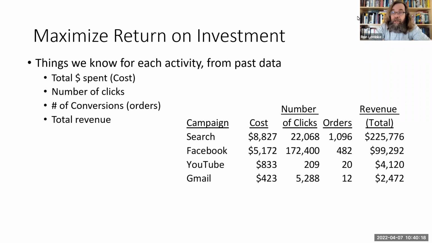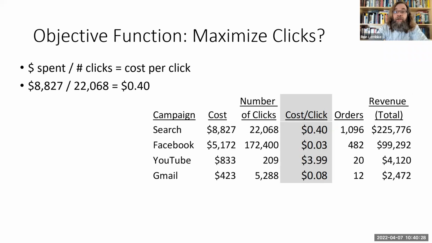So now the question is, how are we going to use this information to come up with the goal of our optimization project? One thing we could do is try to maximize the number of clicks that we're going to get. So we know how much we spent, and we know how many clicks we got. If you take the amount we spent and divide it by the number of clicks, you could calculate a cost per click. It's a metric I think everyone's heard of. What's your cost per click? In the case of search ads, it costs us 40 cents for every click we're getting. Again, I'm not saying these are realistic numbers.